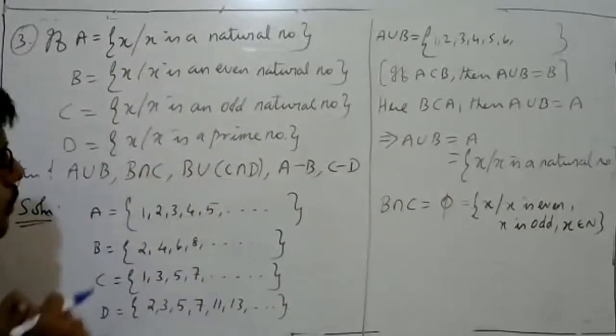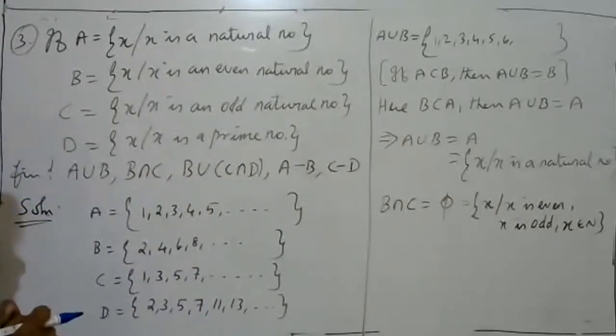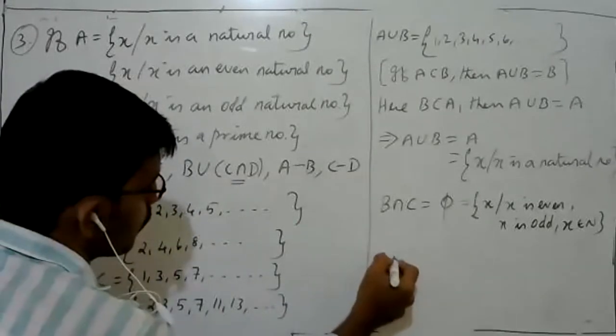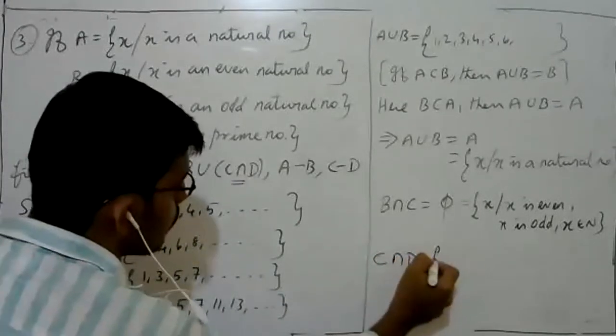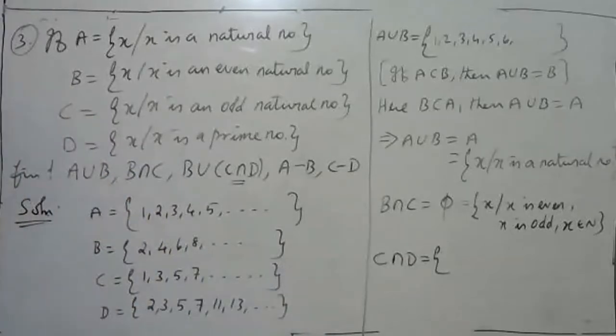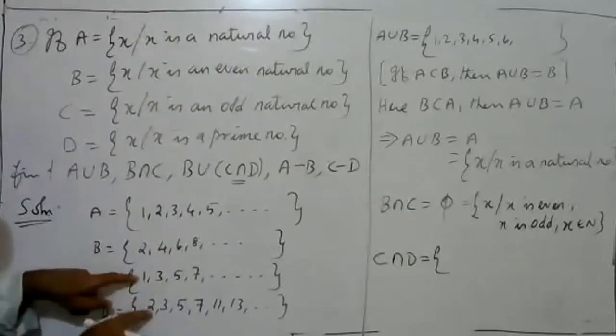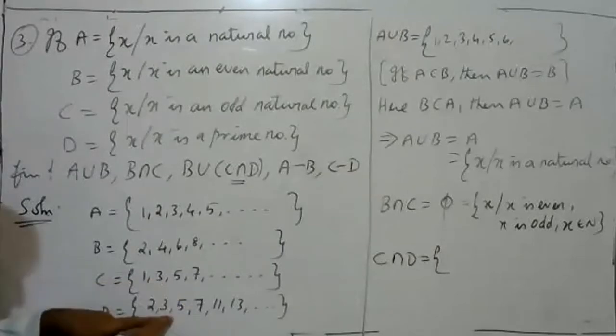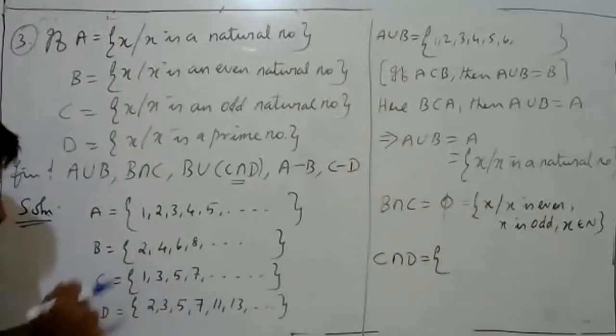Come to this B union C intersection D. First of all, find this C intersection D. What is my C intersection D? Look at that. 1 is here, 1 is not here. 3 is here, 3 is here, 5 here, 7 here.